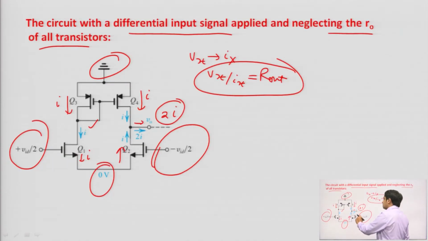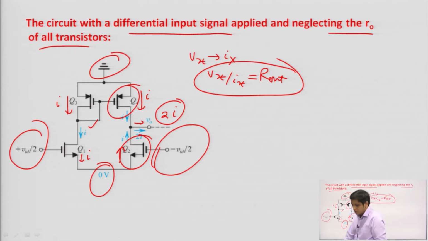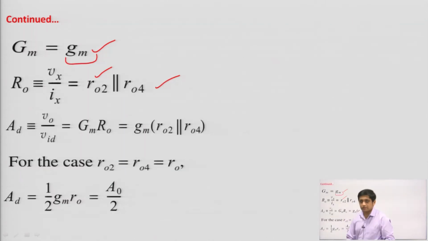So, we can see that we are taking the output from the drain of Q2 and Q4. So, what is the output resistance at the drain of Q2 and Q4? That is the parallel combination of the output resistance of Q2 transistor and Q4 transistor. You can derive it, just follow the procedure which I had discussed in lecture 21, fine.